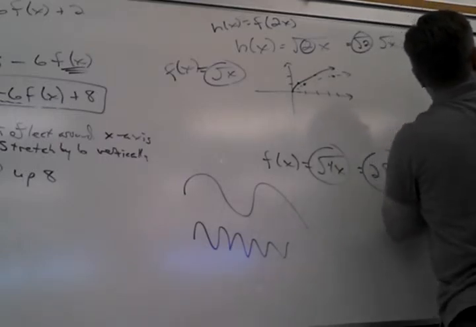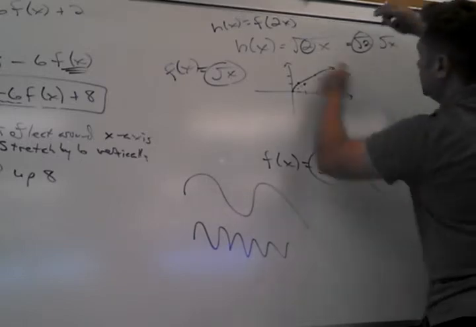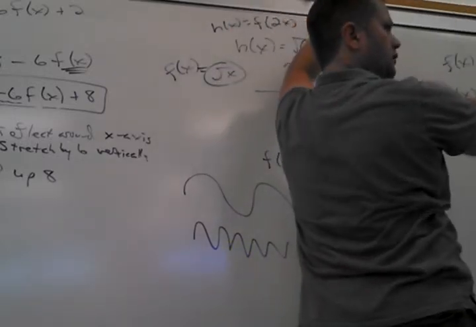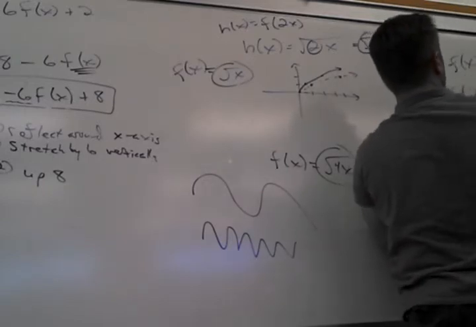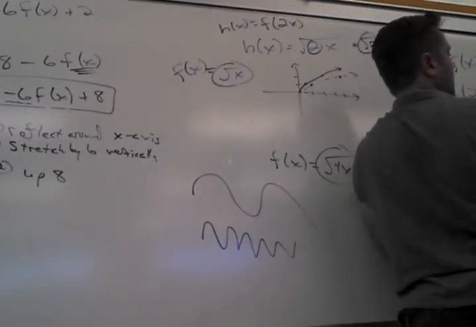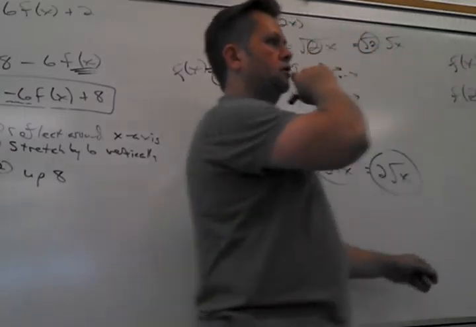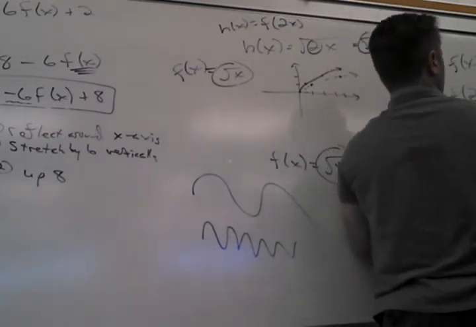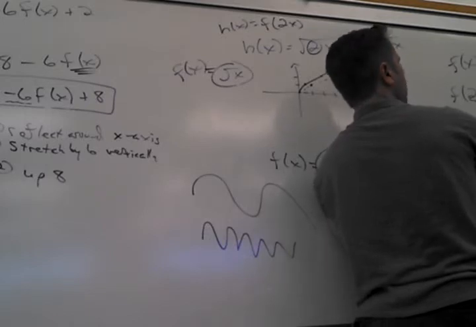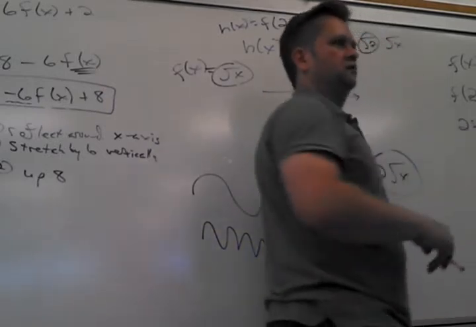If f of x is rad x, then this looks like it would be 2 rad x? Yes, that's what I was trying to say. All right, if f of x is rad x, what's f of 2x? The 2 goes inside: rad 2x. If I wanted 2 rad x, f of x is rad x, so I just put a 2 in front of it.